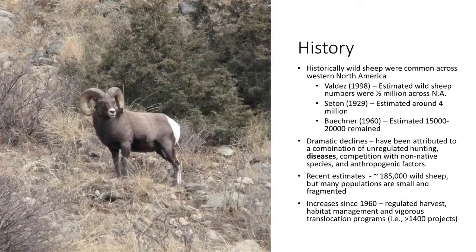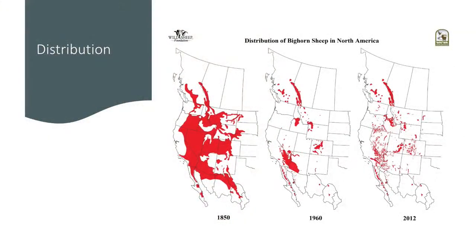So here's a quick distribution map to show how things have changed through time. In 1850, you can see we had large connected populations across Western North America. Then by the 1960s, there were just a few strong populations left. And then in the mid-2000s, 2012, when the last range-wide survey was done, you can see we've got more red on the map, but they're in these small populations. And this is where we start to see some of the problems.